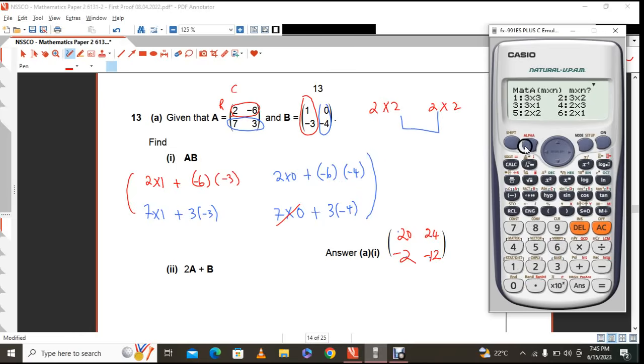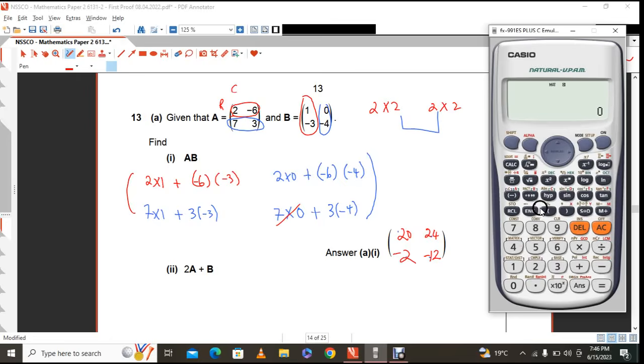And matrix A is nothing but a 2 by 2 matrix, so I'm going to choose 5. And I'm going to enter the elements of matrix A. That's 2, negative 6, 7, 3. So that's 2 equal to negative 6 equal to, and then I have 7 equal to, and 3 equal to. Good. I can actually close that. And I go again to my setup, and I choose again 6, and I choose 2 for matrix B, and it's also a 2 by 2 matrix, and matrix B, I'm now going to go ahead and say, okay, the elements, that is 1, enter 0, enter negative 3, enter negative 4, enter. So this is the ones for matrix B.